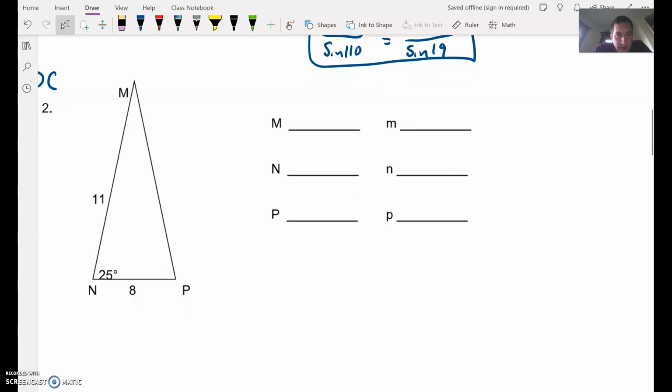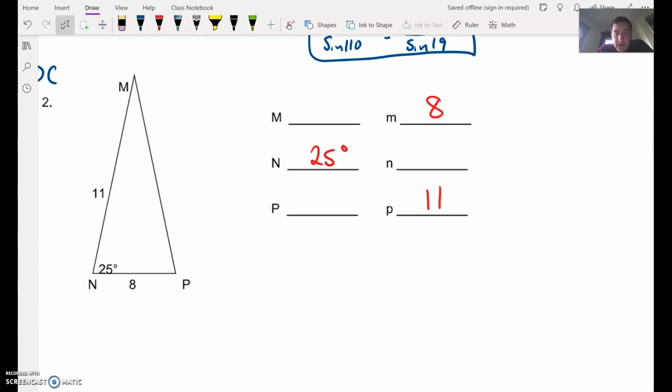So what do we got? Let's do what the triangle gave us first. We only know one angle: angle N is 25 degrees. We know that side P is 11 and side M is 8, and that's all we got. So we have to use law of cosines. The first thing we need to find is this missing side, because once we know this side, we can be free to do a couple different things. So let's find side N.